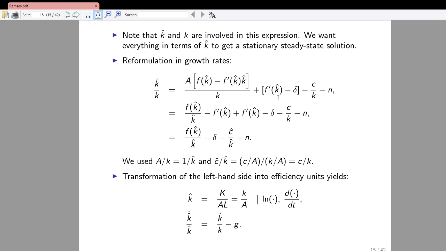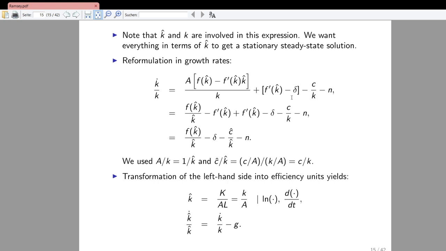Then we have another f prime of k hat here, and here we have an f prime of k hat, and we see one is negative, one is positive, so in the next step these two will cancel each other off. Here a minus delta remains, and here we didn't change anything yet, so we have minus c over k and minus n. So that means these two terms drop out. Here the first term is just in terms of efficiency units of capital. And now here we still have consumption per worker and capital per worker in the denominator.